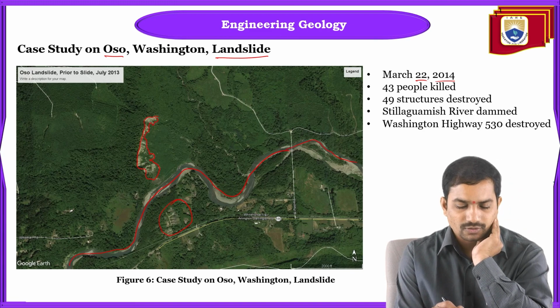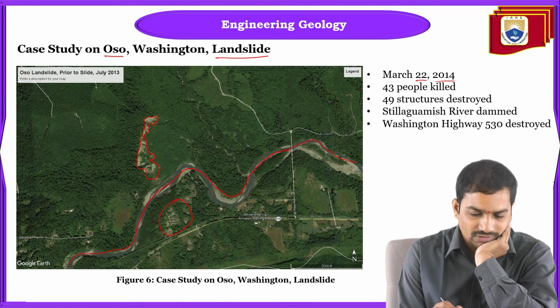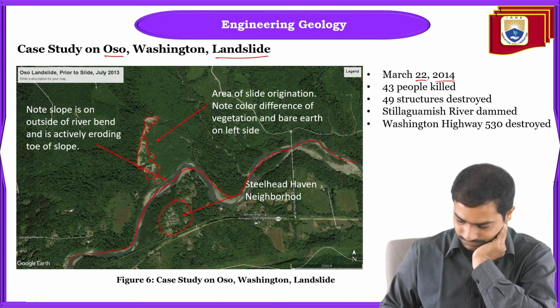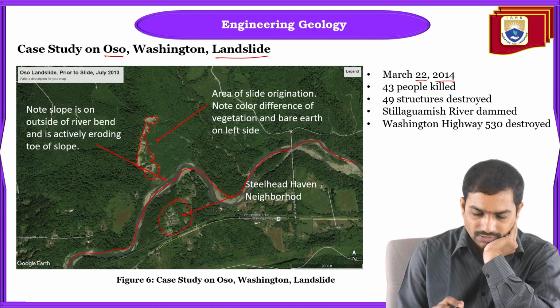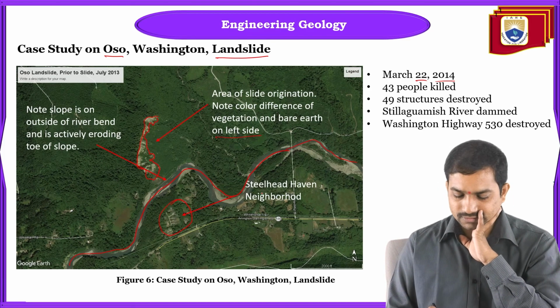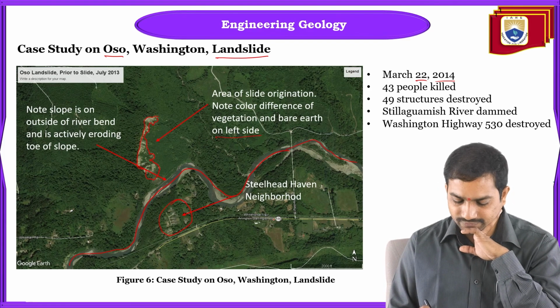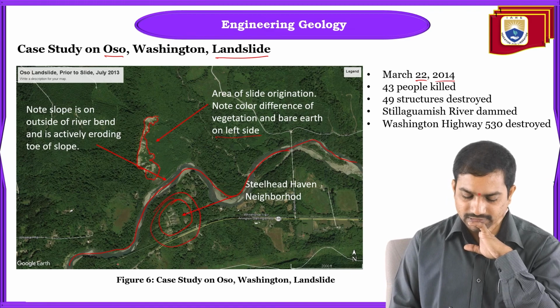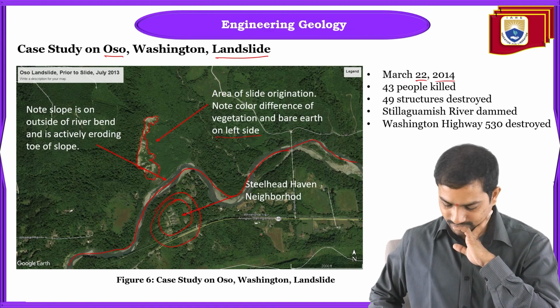There is no greenery, that way we can also assume. And then we can see here the area of the slide origination. Note the color difference of vegetation and bare earth on the left side. So Steel Haven neighborhood, which is present here, this is the Steel Haven neighborhood.